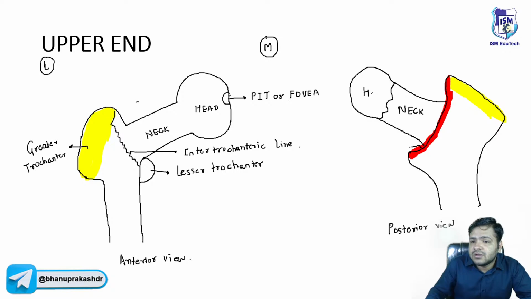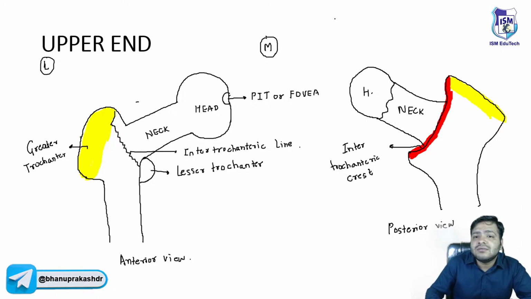From the greater trochanter to the lesser trochanter, we have the intertrochanteric crest. इंटर का मतलब क्या होता है, between the two trochanters, okay, the greater trochanter and the lesser trochanter. Intertrochanteric crest will be visible in the posterior view, beta, you already know.